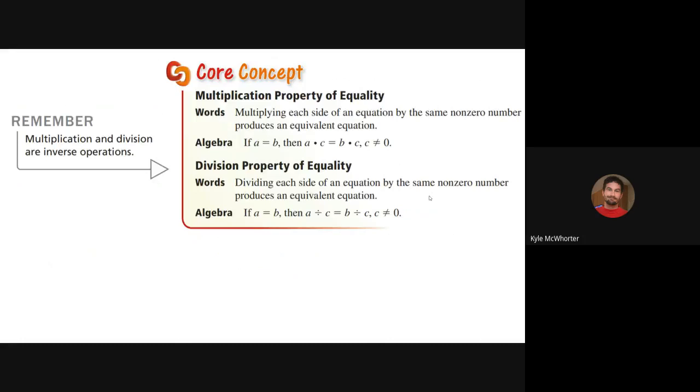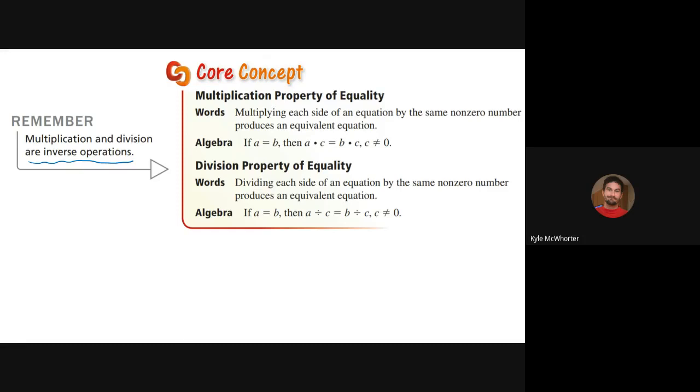Okay, so we just went over when the only thing happening to the variable was addition or subtraction, so we used the addition or subtraction property of equality to solve those. Now we're going to look at multiplication and division. It's real similar. Multiplication and division are inverse operations of each other, so they undo each other.